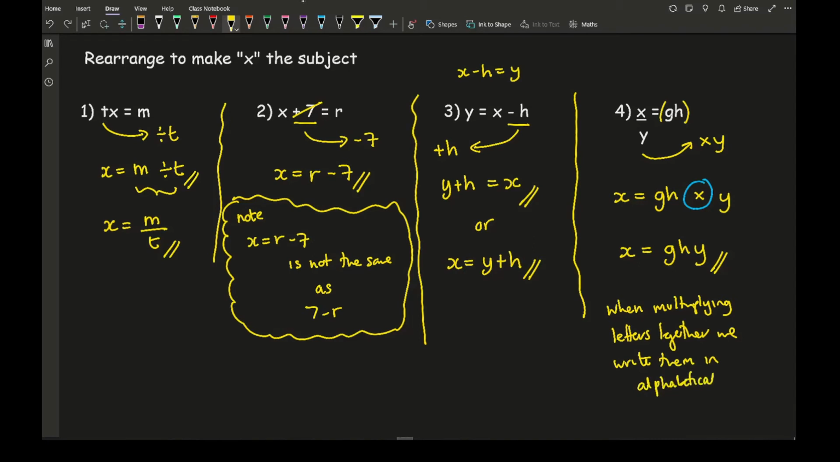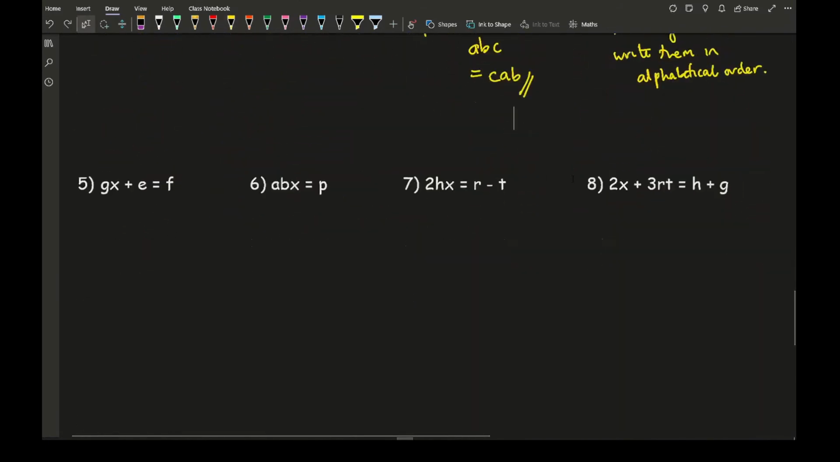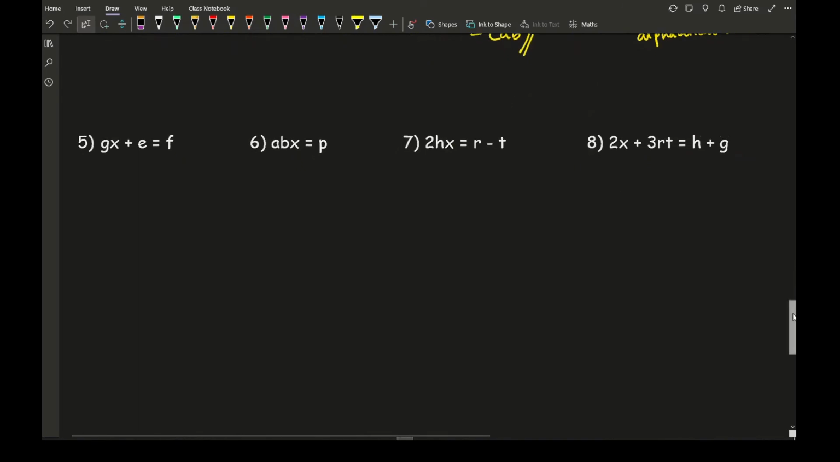Now it's not essential, but very good practice. You tend to find that if you're going to have letters when you're multiplying, you generally write the letters in alphabetical order. So for example, ABC, although it is the same as CAB, it's just a case of trying to write the letters in alphabetical order. But if you don't, it should still be the correct answer and you should get marked correctly, even if you didn't write them in alphabetical order. So let's have a look at some more complicated examples.